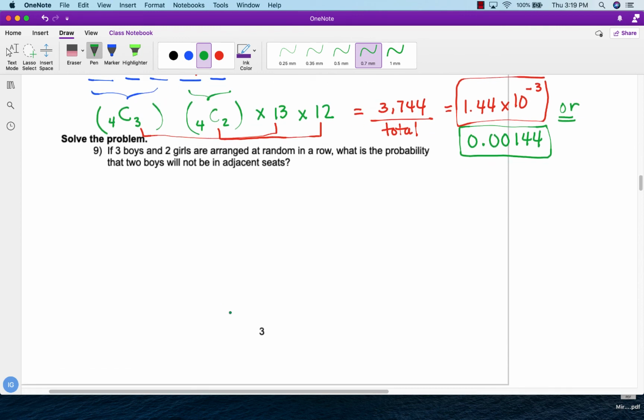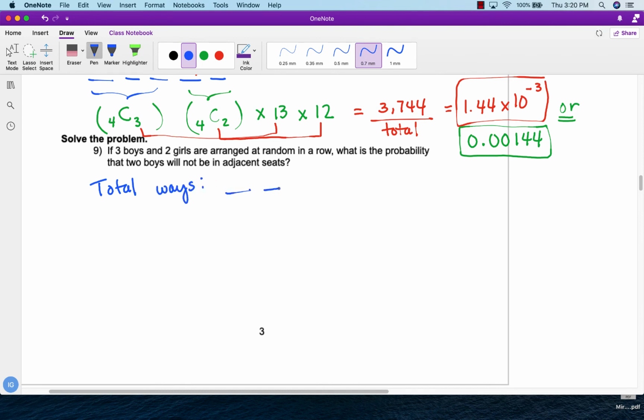Okay. It says, if 3 boys and 2 girls are arranged at random in a row, what's the probability the 2 boys will not be in adjacent seats? So, adjacent means next to each other. So 2 boys are not gonna be sitting next to each other. Alrighty. Okay, let's find the total number of ways first.